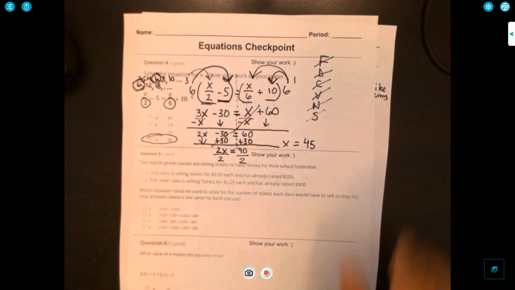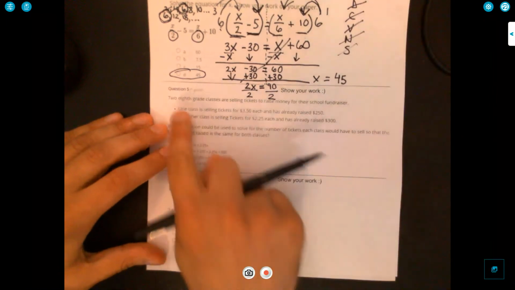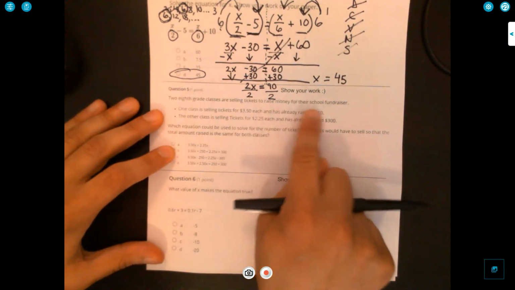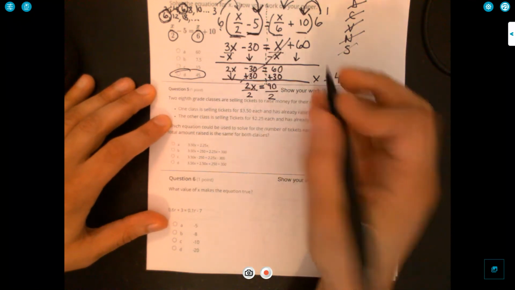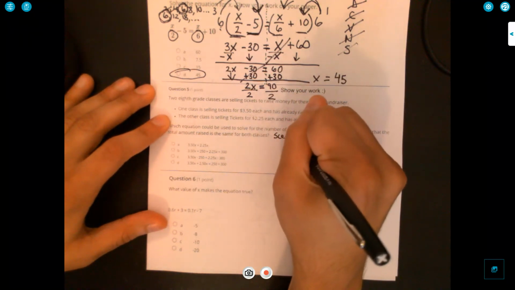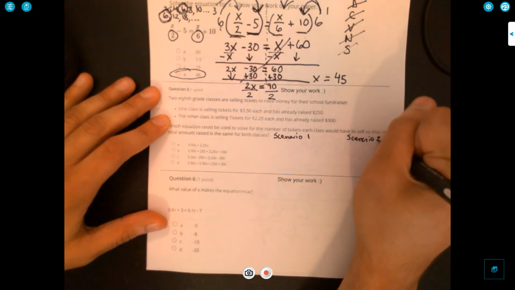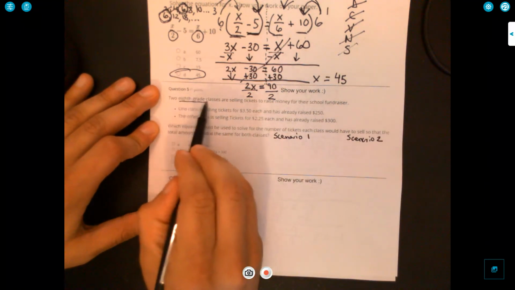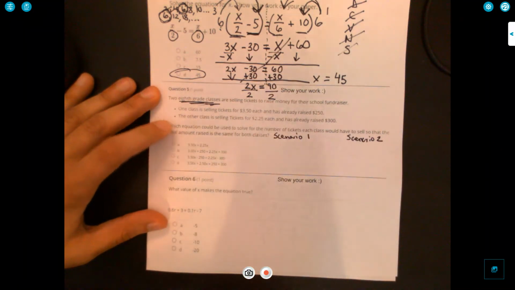All right, so now we move on to a word problem. It tells us 2 8th grade classes are selling tickets to raise money for their school fundraiser. Okay, so already we know we're going to have 2 different scenarios. We've got scenario 1, scenario 2, and it looks like they're probably going to be people, so 2 8th grade classes or groups of people, 2 different classes.